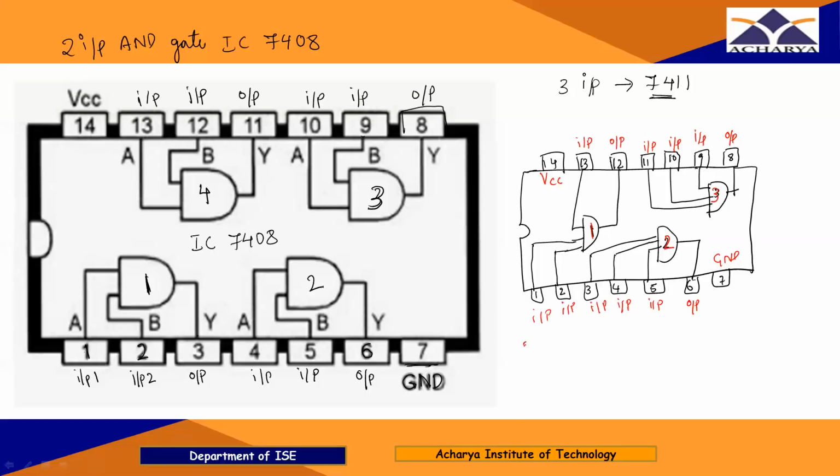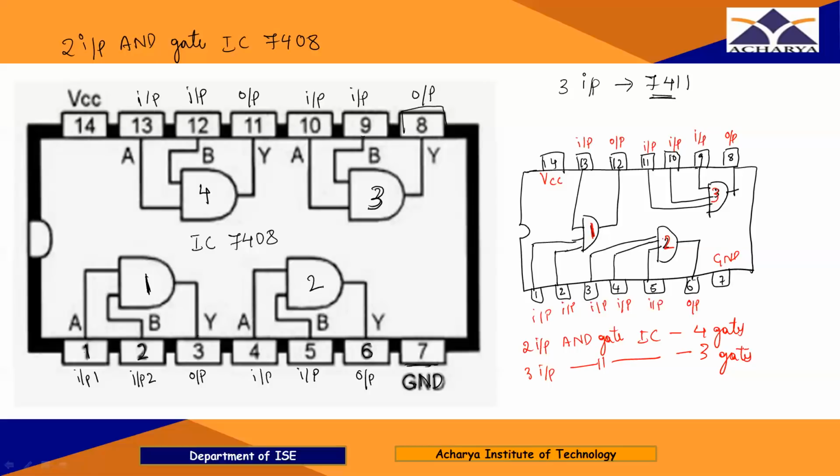Right? So if it is a 2 input AND gate, the IC consists of 4 gates. Right? If it is a 3 input AND gate IC, how many gates does it consist of? 1, 2, and 3 gates. Right? 3 gates. So this is for the AND gate.